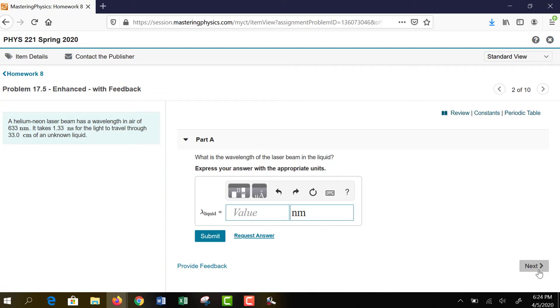Okay, great. Not only does the speed change, like in the last problem where we went from 3 times 10 to the 8th to something less, the wavelength also has to change. The frequency will stay the same, but the speed and the wavelength will change. Let's see how this works out.